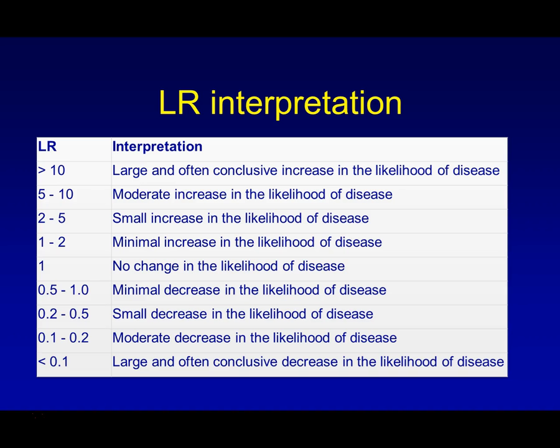How do we interpret a likelihood ratio of a positive test? A high likelihood ratio of a positive test is okay. A likelihood ratio of over 10 means a large and often conclusive increase in the likelihood of disease. A very low likelihood ratio, below 0.1, means a large and often conclusive decrease in the likelihood of disease.